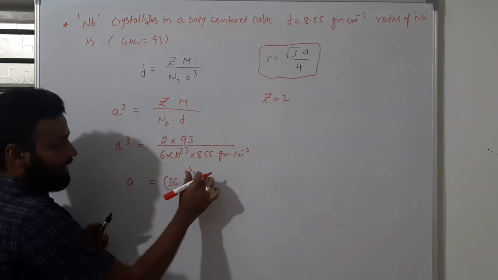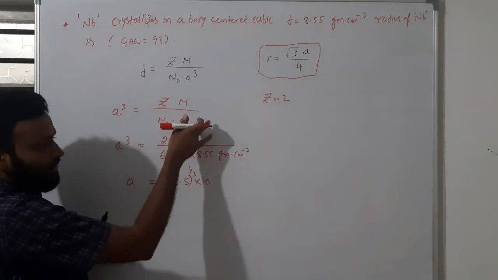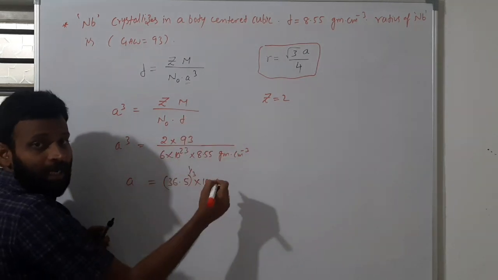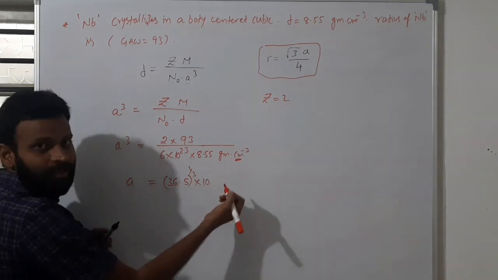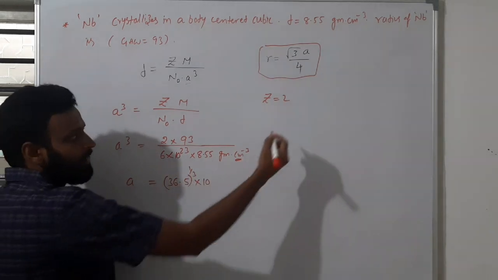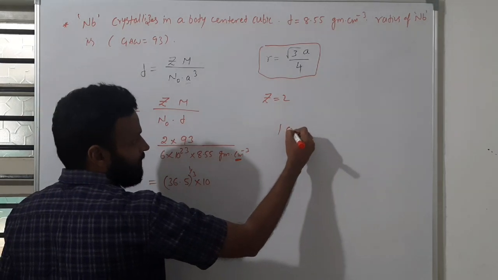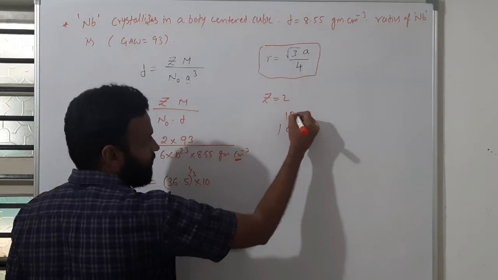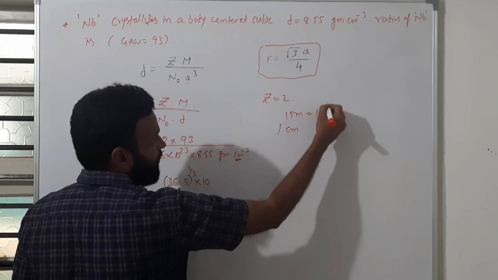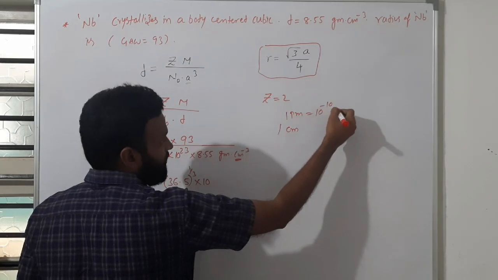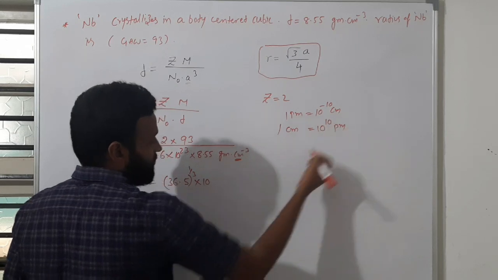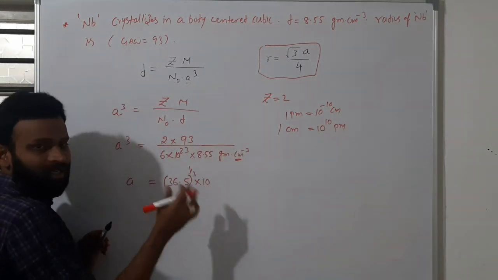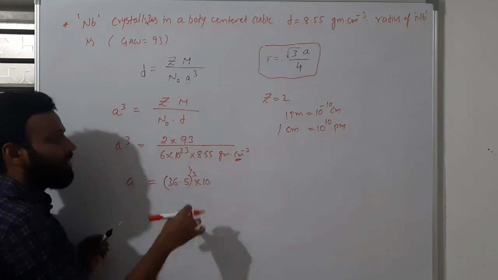So 10 power minus 8, how will I get it? This goes to the numerator, 10 power minus 8 will come, and 1 angstrom is in centimeter. I have to convert into picometer. So first of all, 1 picometer is how much? 10 power minus 10 centimeter. So 1 centimeter is how much? 10 power 10 picometers. So actually 10 power minus 8 will come like that by simplifying all these things.